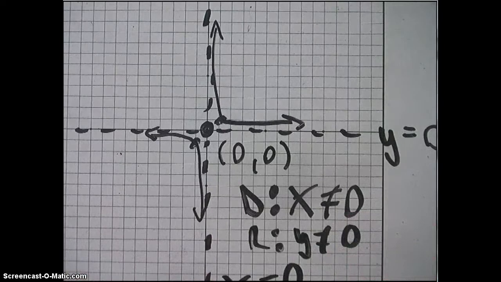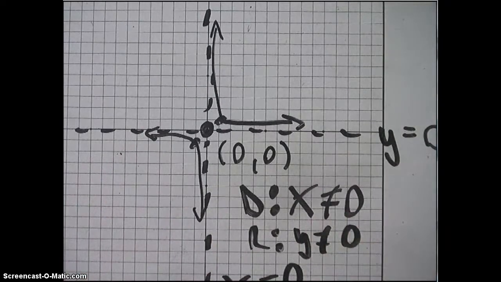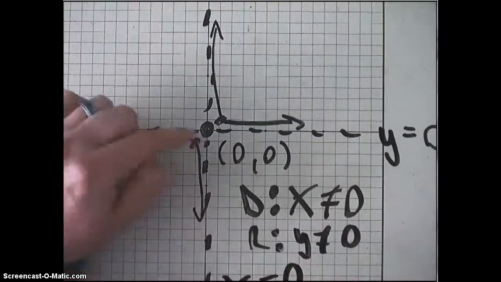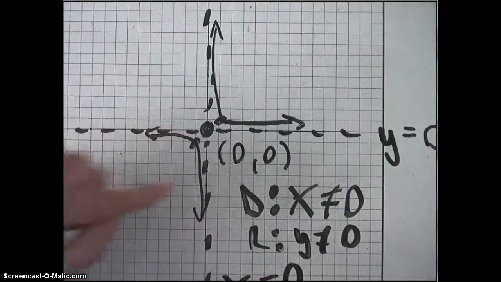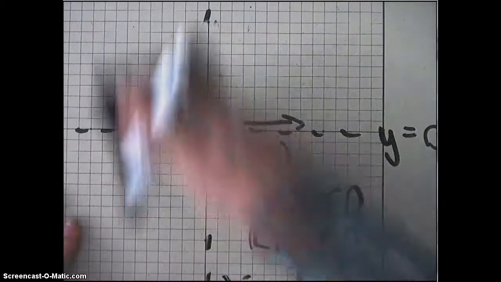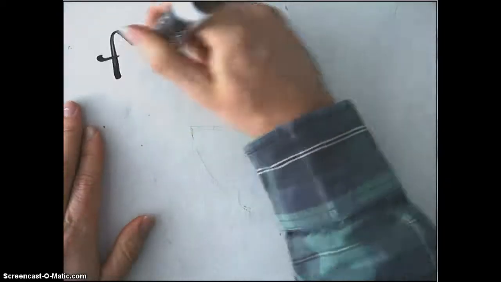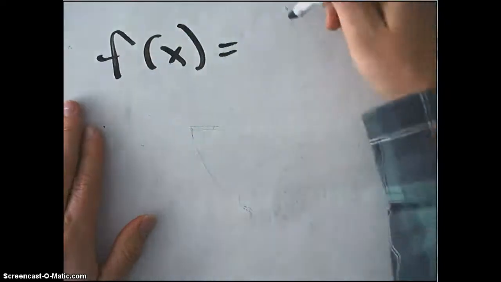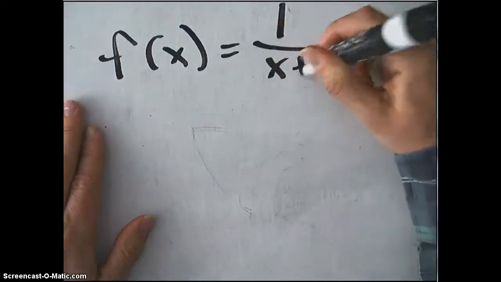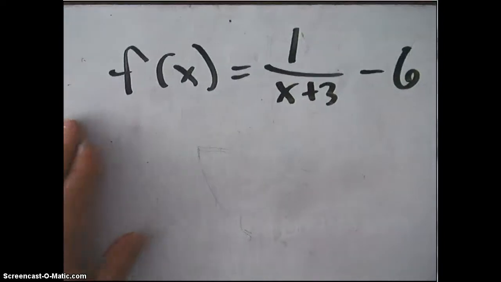So when we're making transformations of this thing, we're shifting it left or right, we're stretching it, but in the end, we're just moving around where the intersection of these two asymptotes is. And that's what I want to show you today. So let's think of an equation. Let's say f of x equals 1 over x plus 3, minus 6. Now let's see if we can identify the transformations there.